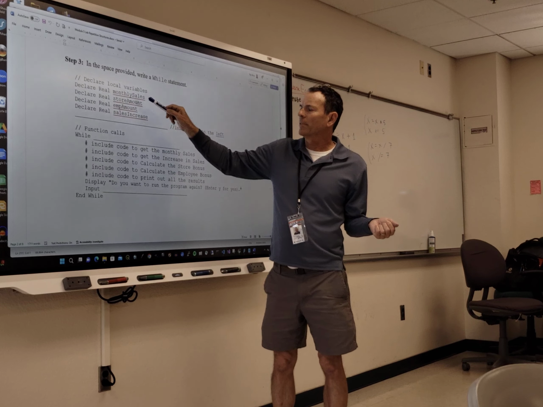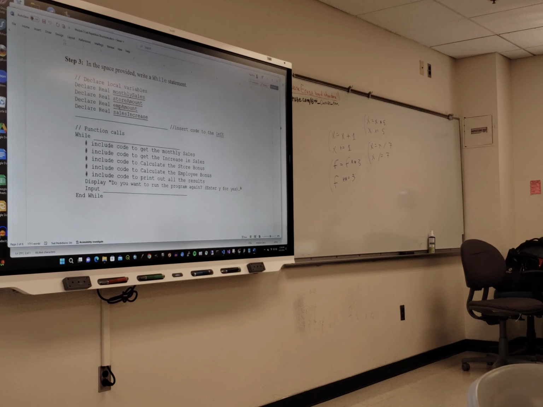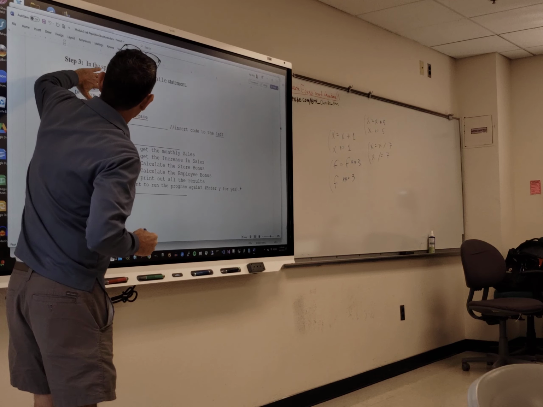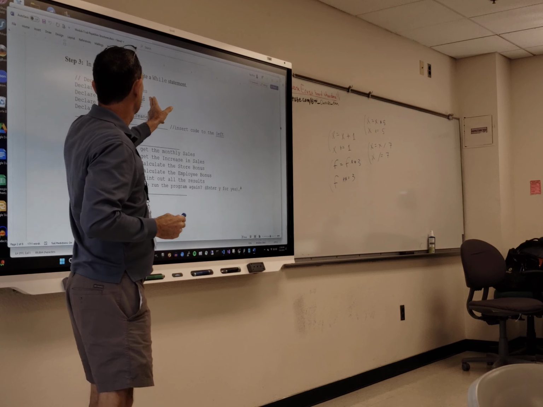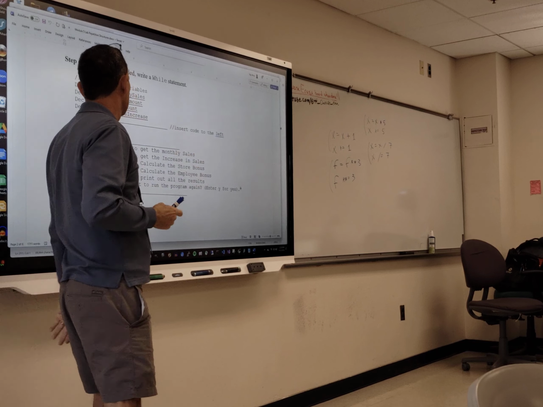How would I do this in Python? How would I declare monthly sales in Python? Monthly sales equals 0. Yep. That's all you do. Set each one equal to 0. So you get rid of these. Declare real. We don't need those words at all. All you do is say monthly sales equals 0, store amount equals 0, imp amount equals 0, sales increase equals 0.